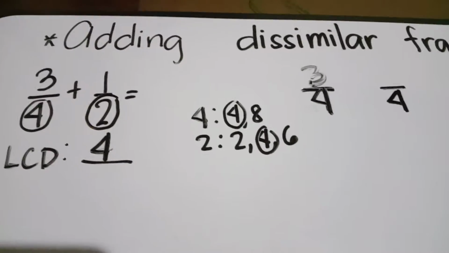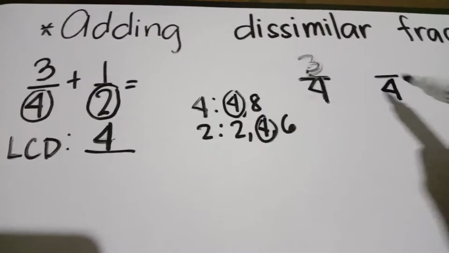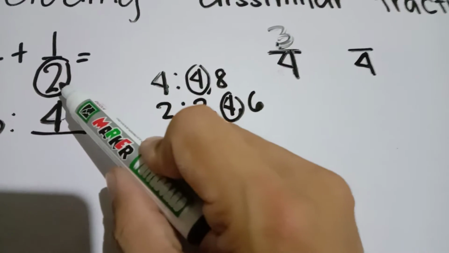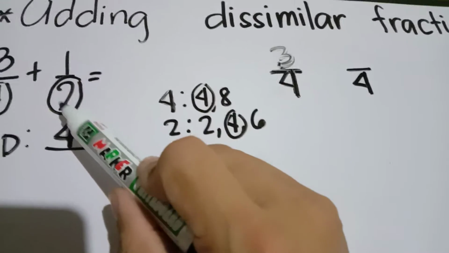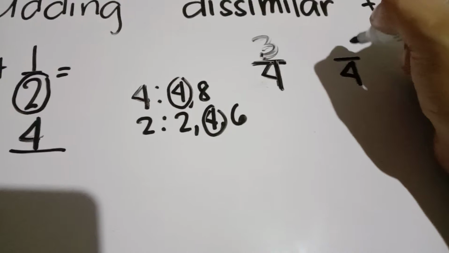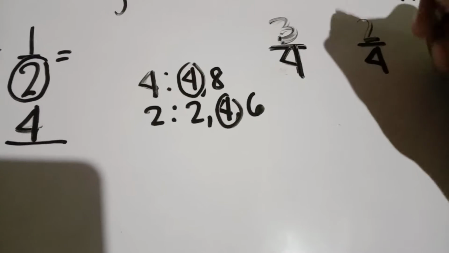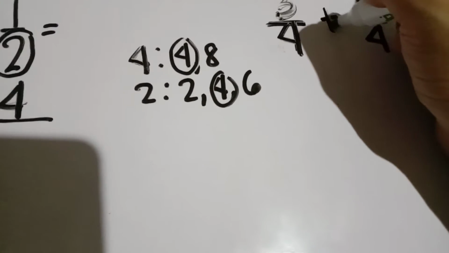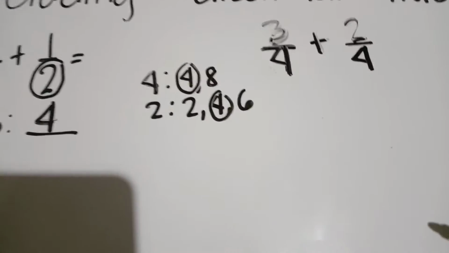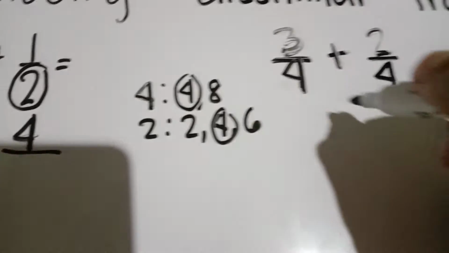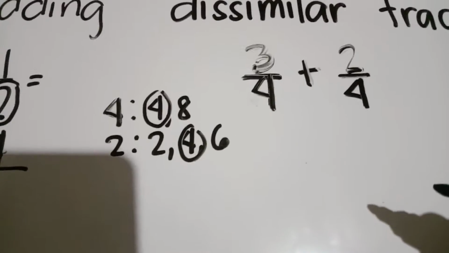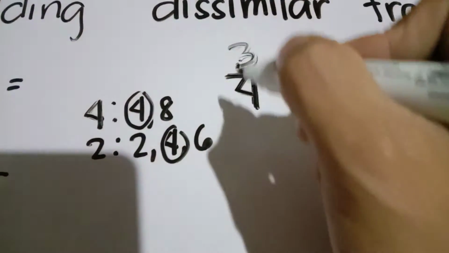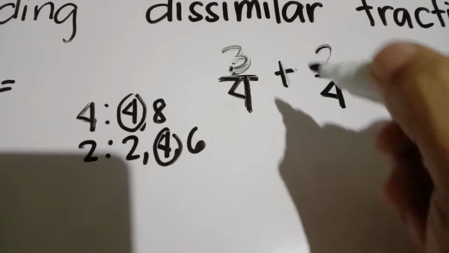Next. 4 divided by 2, that is equal to 2. Again, 4 divided by 2 is equal to 2. Then 2 times 1, that is equal to 2. Okay. So, these are now the new fractions. Ito na yung bagong fractions natin, which are similar fractions. So, since these are similar fractions, we can now add. Pwede na nating i-add yung dalawang fractions.